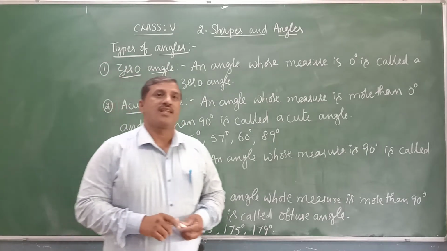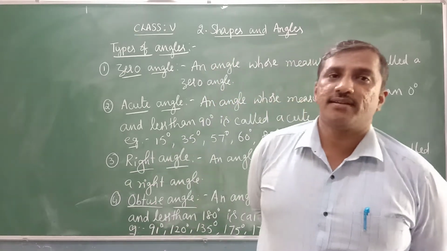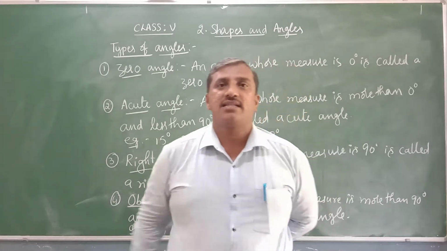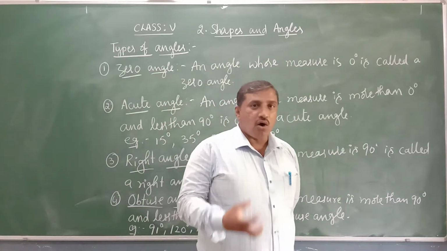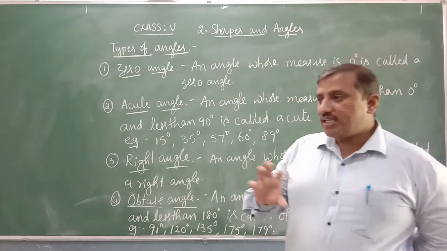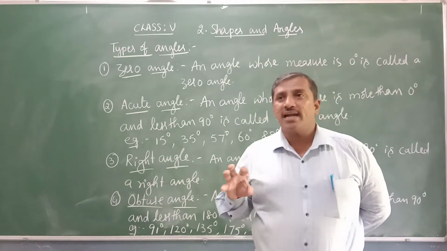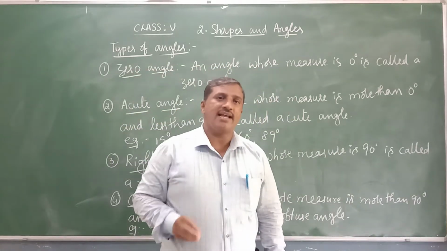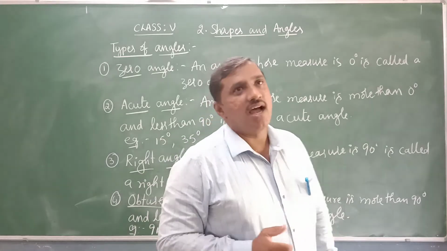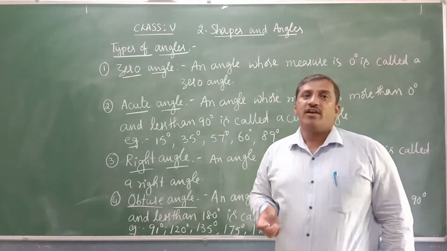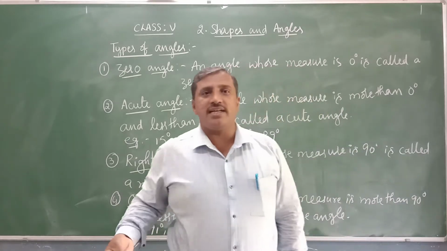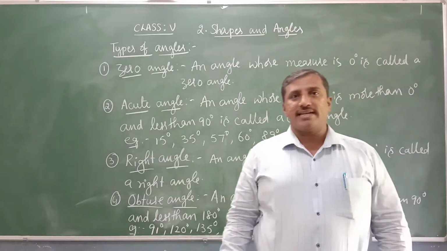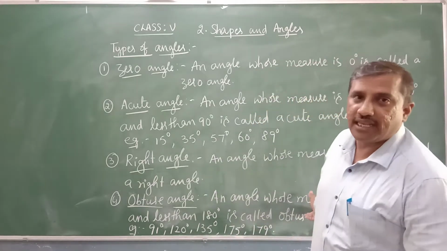Namaste children. So we are discussing the second chapter, shapes and angles. In the previous class we studied about the angle tester, how to make an angle tester, how to use the angle tester, and what kind of angles we can identify using it: a right angle, less than a right angle, more than a right angle. We even verified where we find these angles in our classroom, like our mathematics textbook, our duster or the board.